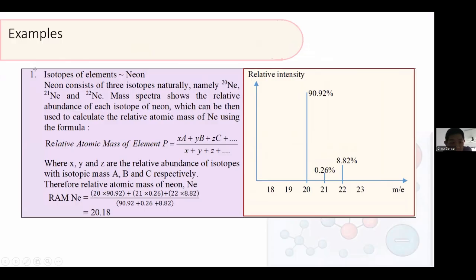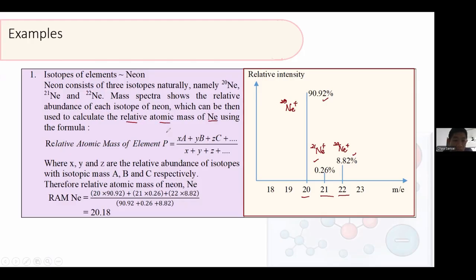As you can see in here, neon consists of three isotopes, namely, since the mass over charge is at 20, 21, and 22, you shall have this one is Ne20 plus, this one is Ne21 plus, and this is Ne22 plus. Sorry for that. So the percentage of abundance given and also the mass of the isotopes given can eventually be used to calculate the relative atomic mass of the neon.